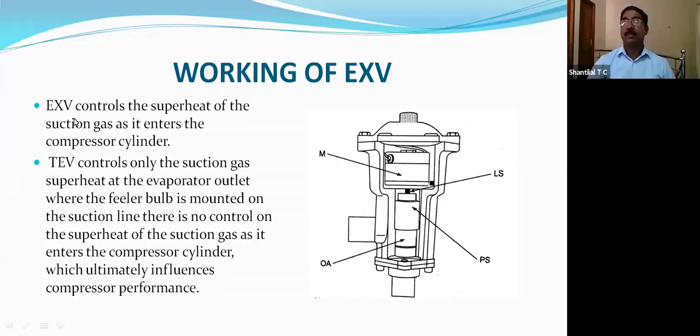So once again, I am repeating the working of the electronic expansion valve. The electronic expansion valve controls the superheat of the suction gas as it enters the compressor cylinder. So the compressor cylinder has a sensor, and that sensor sends the temperature of the compressor suction cylinder to the microprocessor. But in the thermostatic expansion valve, only the suction gas superheat at the evaporator outlet, where the feeler bulb is mounted, that temperature only is sensed.